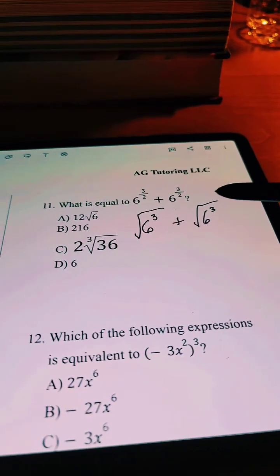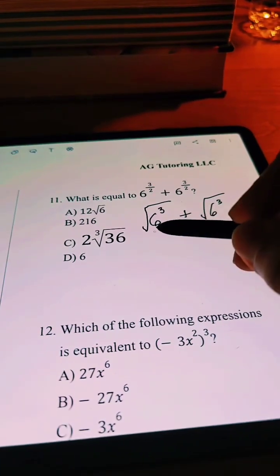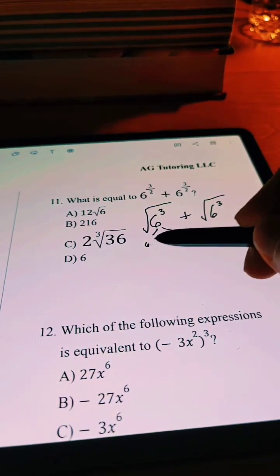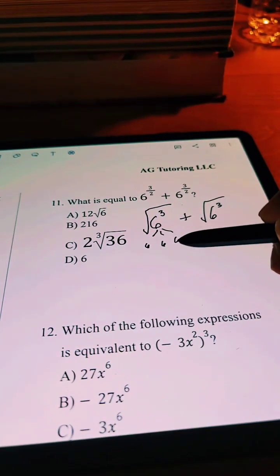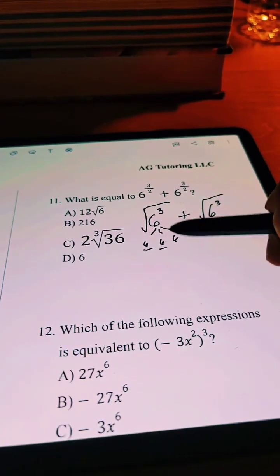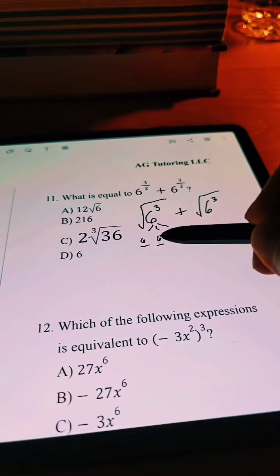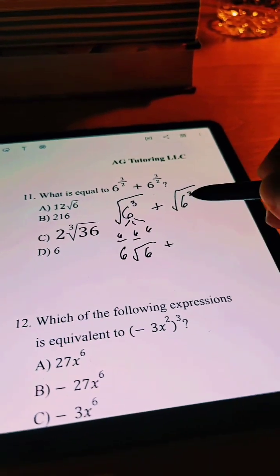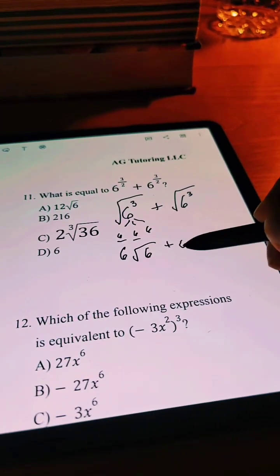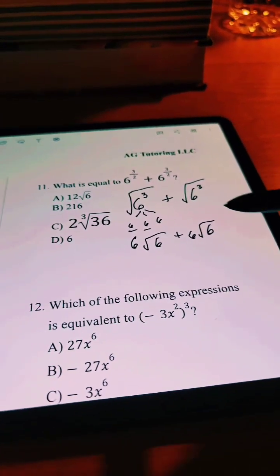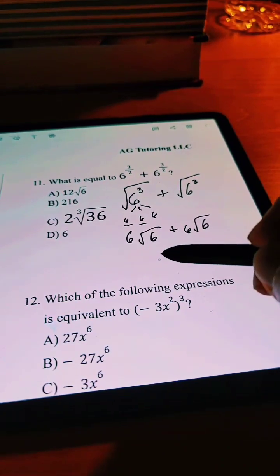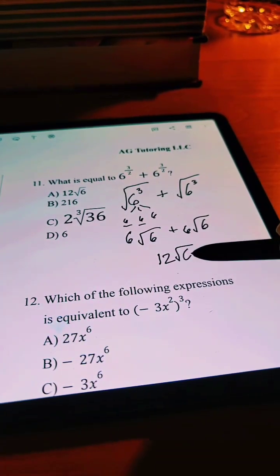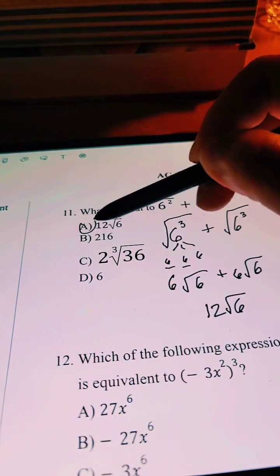So then let's see, how can we simplify this? So 6 times 6 times 6. So then obviously this gets taken out as like a pair of 6s. So then you take out a 6 and you leave the other 6 on the inside. And then same exact thing here. And then you just need to combine your like terms, and you're going to get 12 root 6 from that. So A.